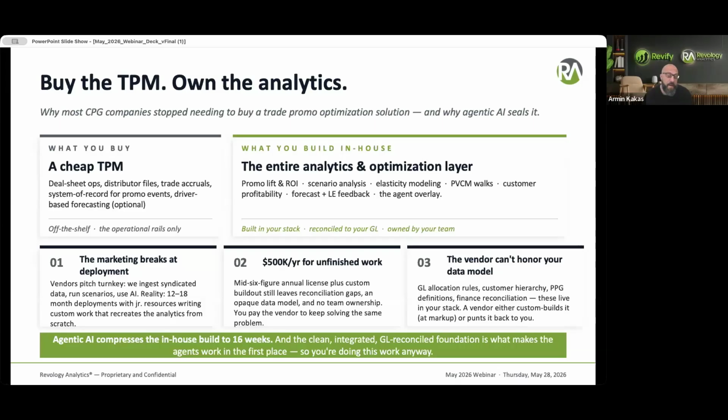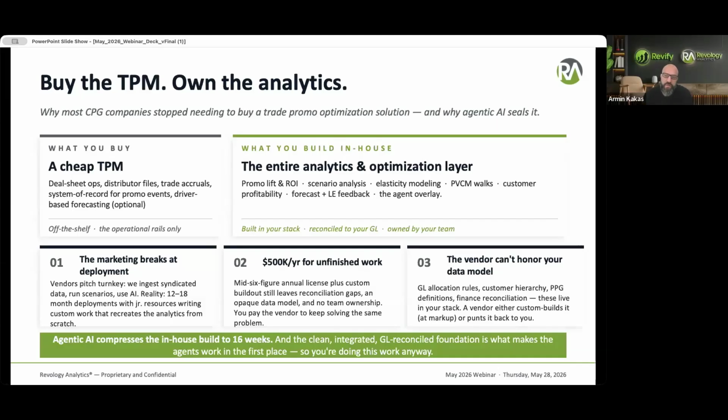What you do need, though, is you need a good TPM, right? You need a good system of record for your pricing and promotional deals, right? Trade accruals, especially if you work for a consumer company that goes through a distributor network, you'll need some tool that sends off deal information into the distributors or to another kind of intermediary system that handles that. But you need a good TPM, and a good TPM should not be expensive, right? If the TPM can actually handle driver-based forecasting, great. Otherwise, it's an optional thing.